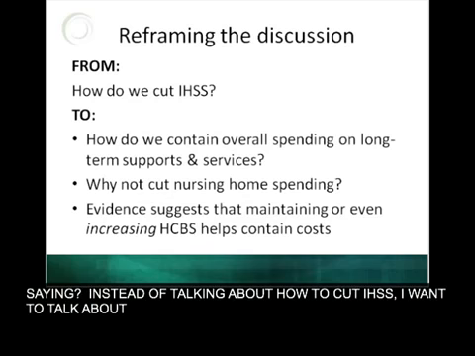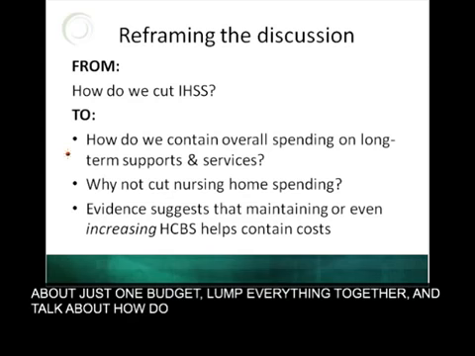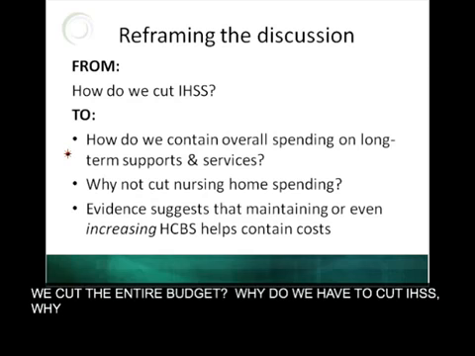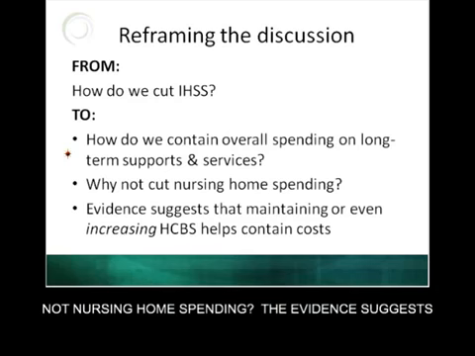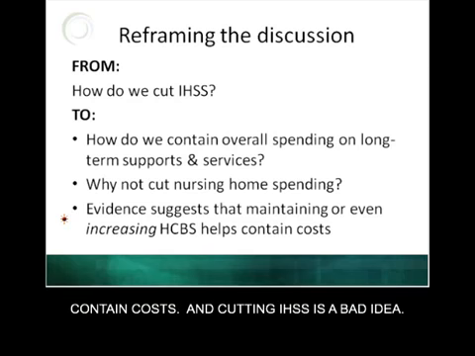Instead of talking about how do we cut IHSS, I want to talk about how do we contain overall spending on long-term supports and services. So, don't talk about just one budget. Lump everything together, nursing homes, ICFMR, etc., and talk about how do we cut the entire budget. Why do we have to cut IHSS? Why don't we cut nursing home spending? And the evidence, in fact, suggests that maintaining or even increasing home and community-based services helps contain costs. It also suggests that cutting IHSS is a bad idea.